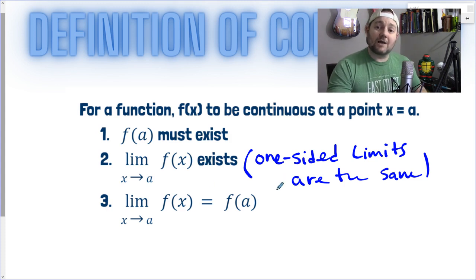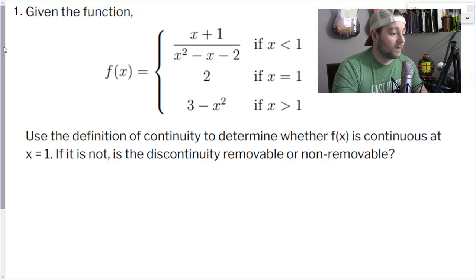So let's put this into action. Let's do an example and see where this takes us. We have a function here, and you can see it consists of 3 pieces: less than 1, equal to 1, and greater than 1. We're asked to determine if it's continuous at x equals 1, and if not, determine if it's removable or not removable. We'll see what happens first, and then we'll talk about that.